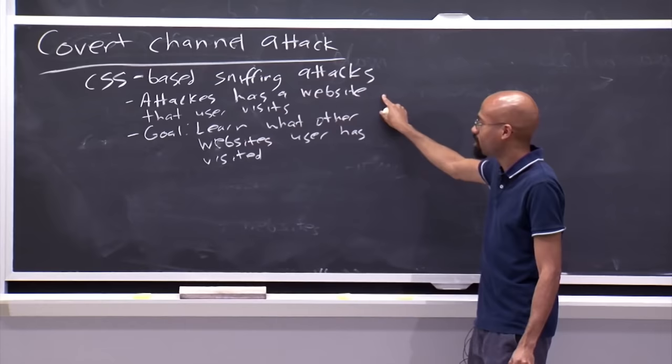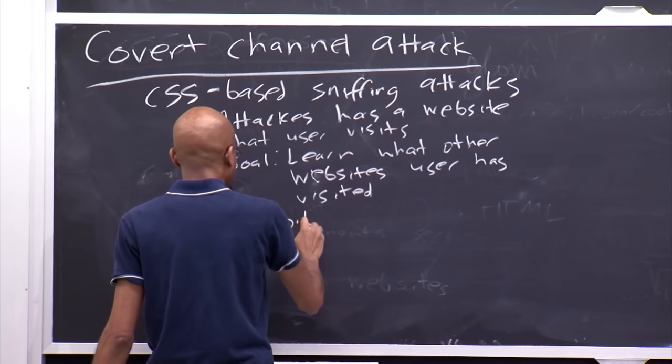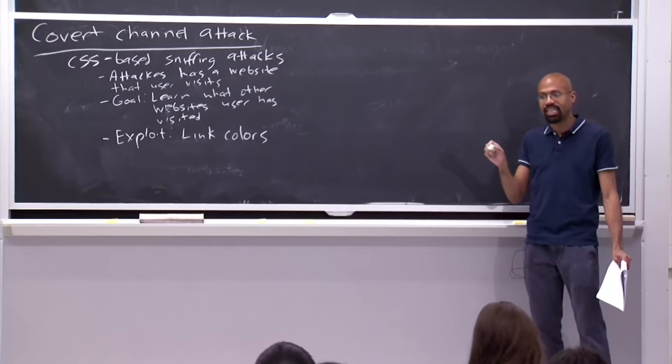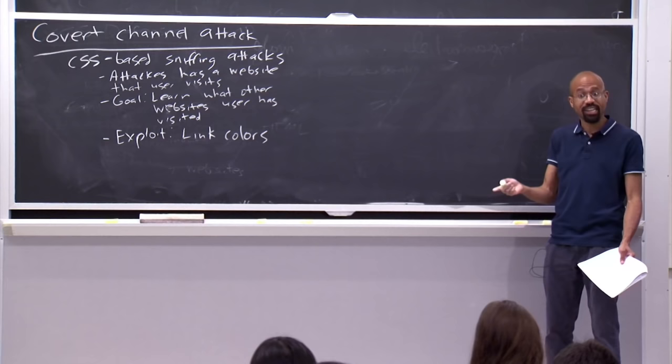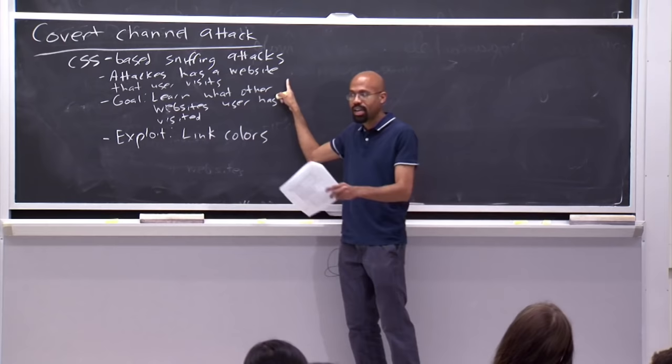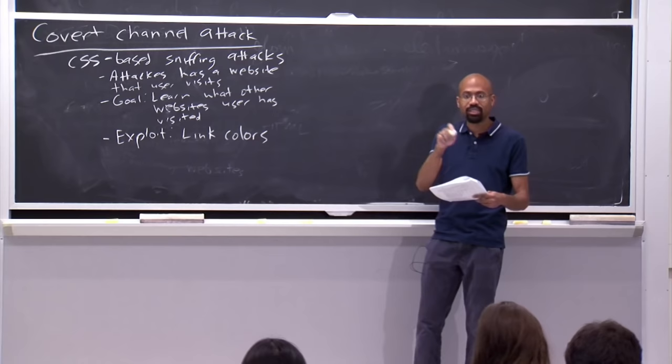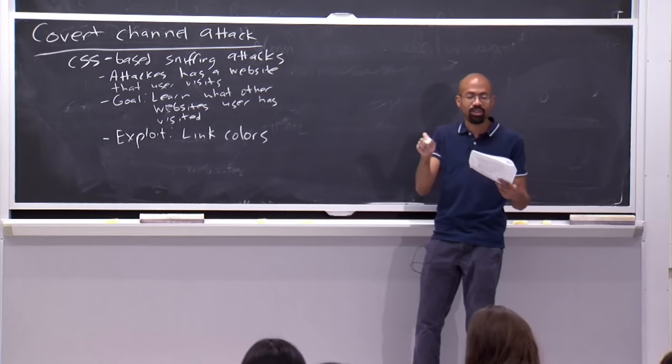Well, the exploit is to leverage link colors, right? When you go to a web page and you click on a link, the next time you see that link, it is now a different color. So zoinks, that's actually a security vulnerability. Because if the attacker can trick you into visiting their website, the attacker can generate a huge list of candidate URLs that you might have visited, and then use JavaScript to see what color those URLs are. And if the URL color is purple, that means, aha, you have visited that site.